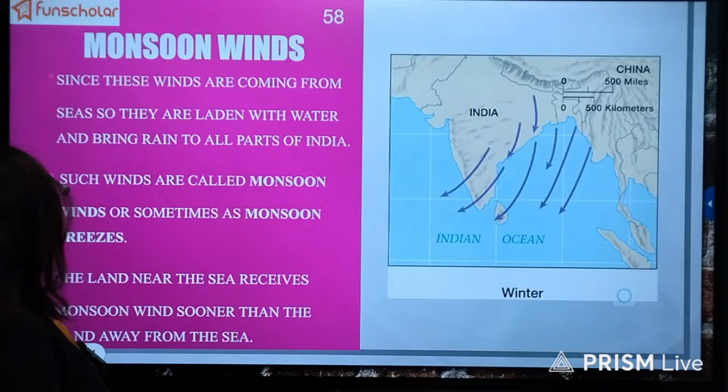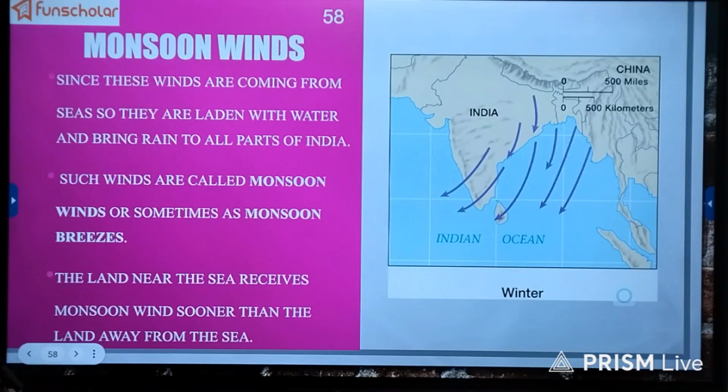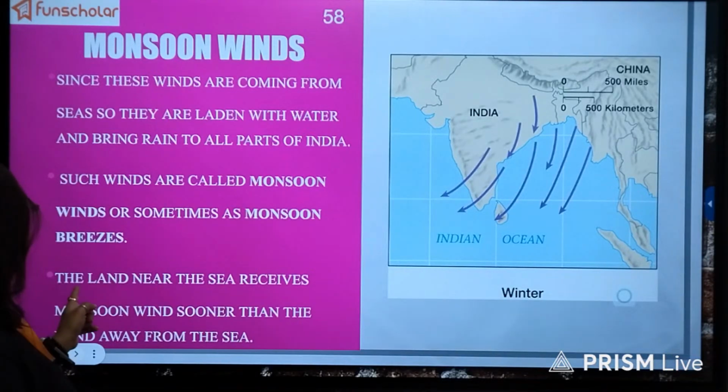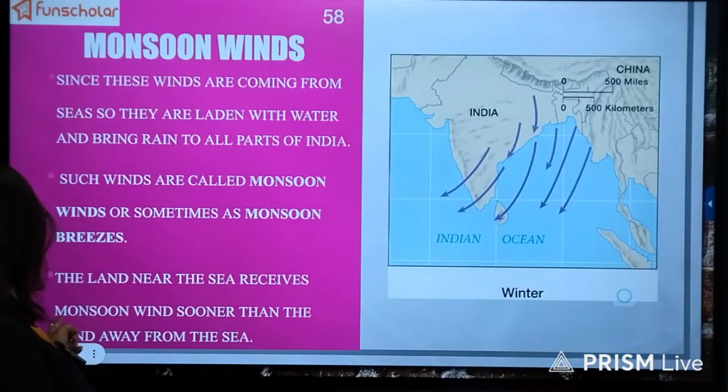Okay. Next, monsoon wind. Since these winds are coming from the sea, they are laden with water and bring rain to all parts of India. Such winds are called monsoon winds or sometimes monsoon breezes. The land near the sea receives the monsoon wind sooner than the land away from the sea.